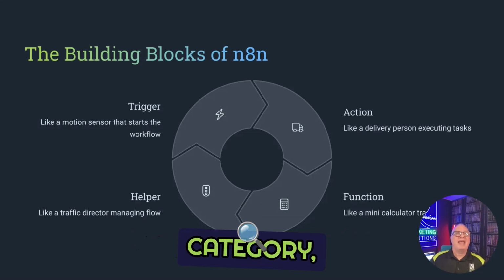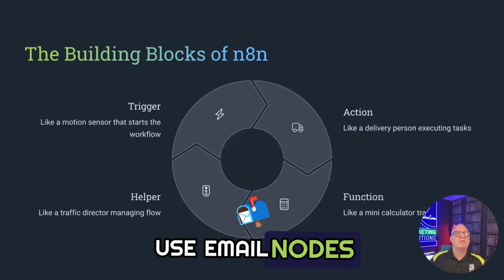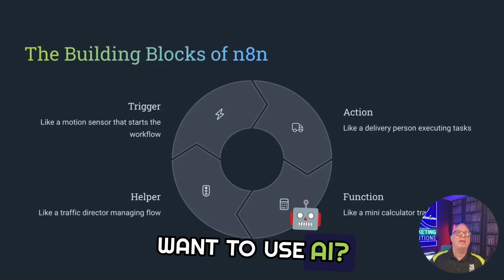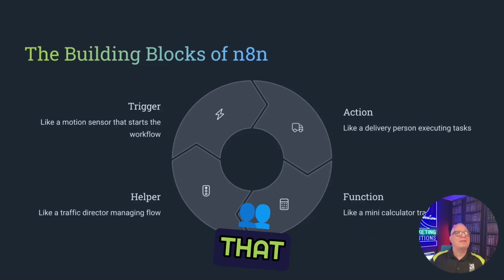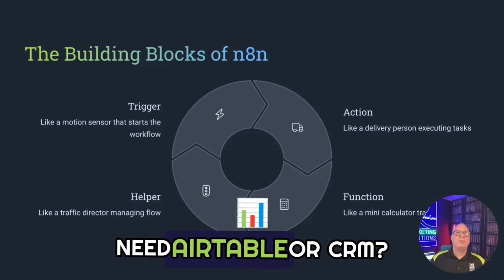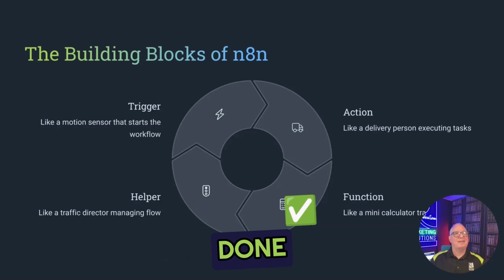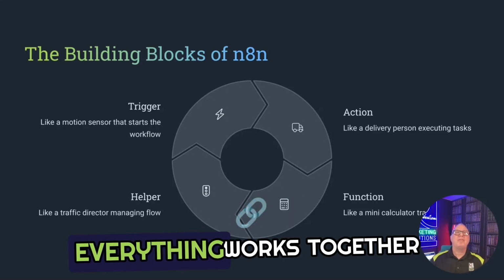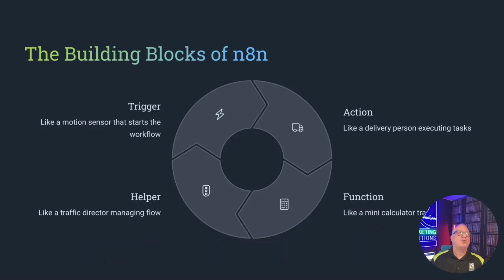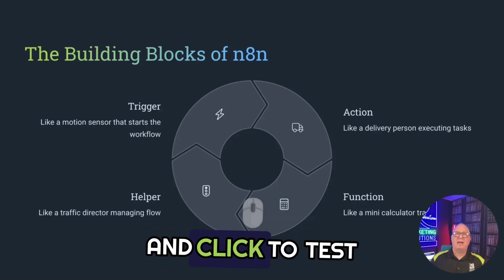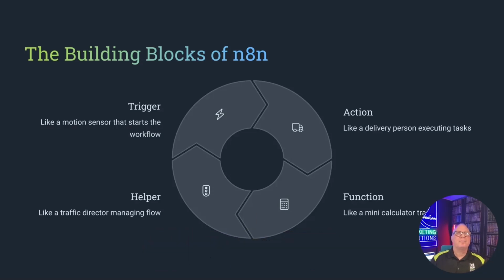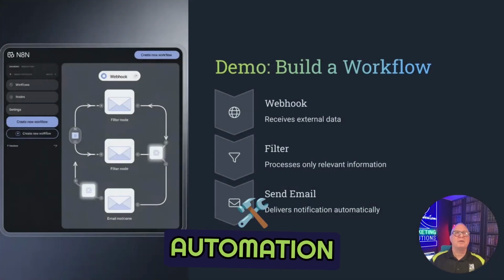You can search by category, such as want to send email? Use email nodes. Want to use AI? There's a group for that. Need Airtable or CRM? Done. Everything works together. Drag blocks in, connect them, and click to test. Let's build a simple automation.